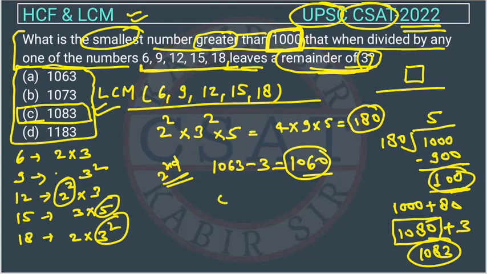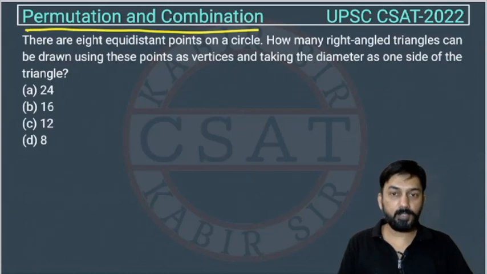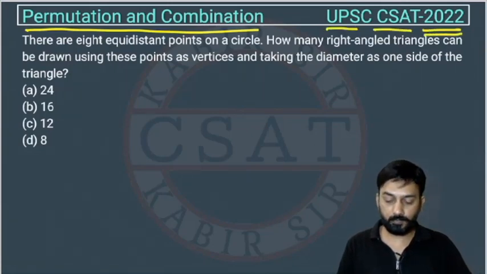So there will be option C which is following all this. Right. Because we find from this first method that the answer is 1. So this is a question from permutation and combination chapter asked by UPSC in their CSAT paper of 2022.